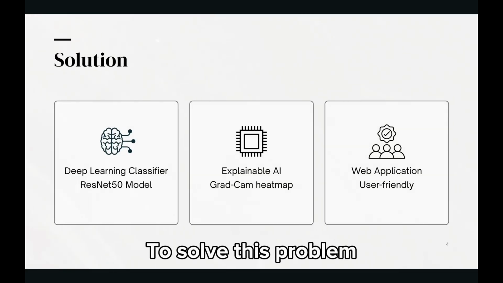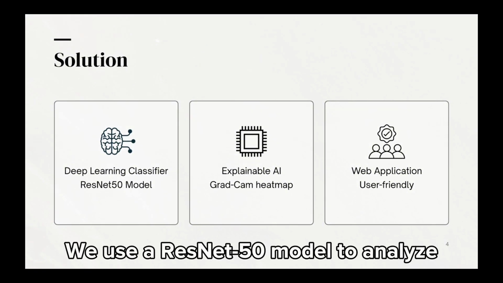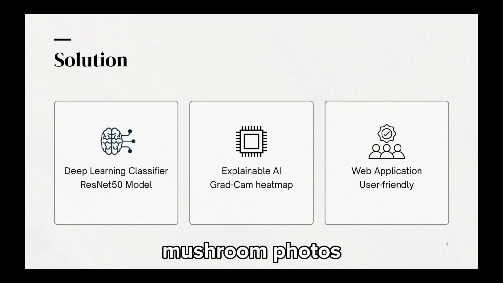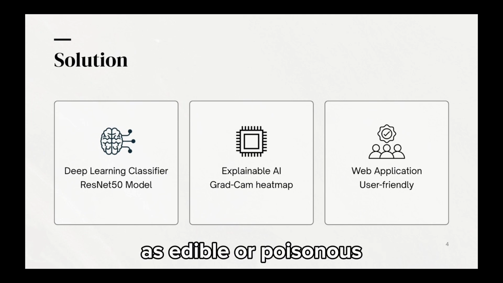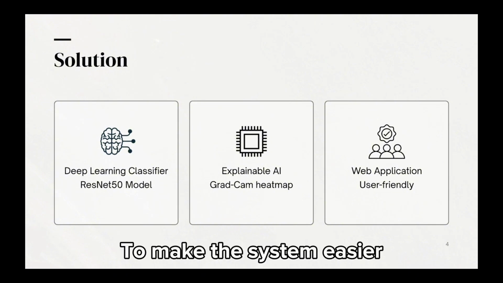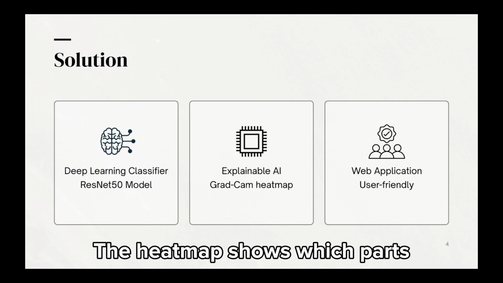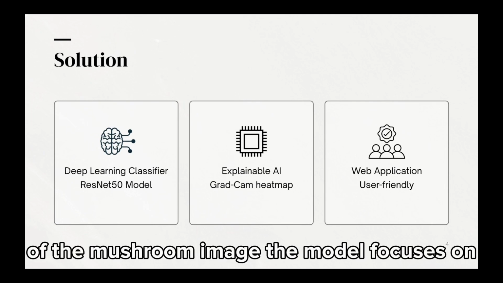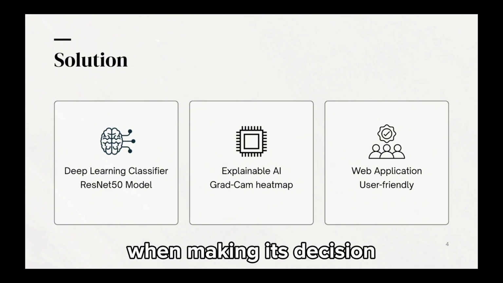To solve this problem, we built an image-based system using deep learning. We use a ResNet50 model to analyze mushroom photos. Each species is then labeled as edible or poisonous, giving the user a clear safety result. To make the system easier to understand and verify, we use explainable AI with GradCAM heat maps. The heat map shows which part of the mushroom image the model focuses on, such as the cap or gills, when making its decision.